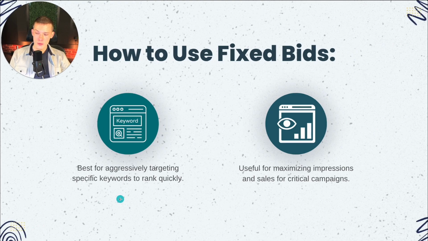So how do we actually use fixed bids? They're best for aggressively targeting specific keywords to rank quickly, and useful for maximizing impressions and sales for critical campaigns. So if you have a brand new product that you really want to push, same as up and down bidding strategies, where you just want to get a lot of impressions, a lot of traffic to your listing, then fixed bids is a great way to do it. If you want to absolutely dominate the search page on that specific keyword phrase, then use fixed bids.